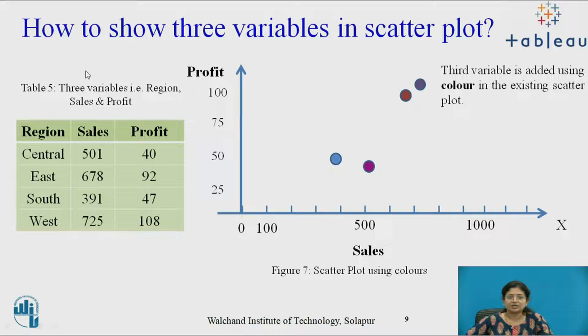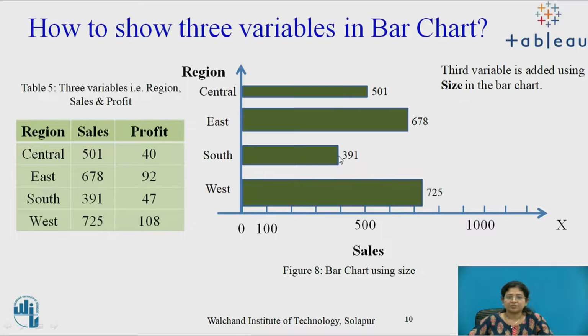Look here, the central region having the sales of $501,000 has the profit of what? Having the profit of $40,000. So, I can show this here.